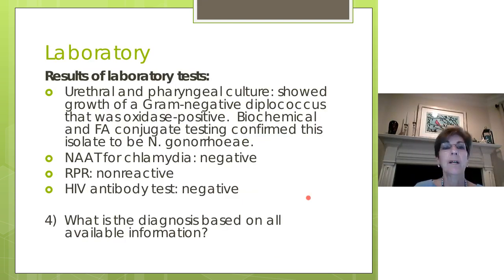Okay, so laboratory results, they're urethral, and if he's had unprotected or he's had oral sex, then you want to do a culture of the pharynx too. The urethral and pharyngeal swabs showed growth of gram-negative Diplococcus, and the biochemical and FA conjugate testing confirmed that it was Neisseria gonorrhea, so he has gonorrhea. The NAT test for chlamydia was negative. The RPR was non-reactive. His HIV antibody test was negative.